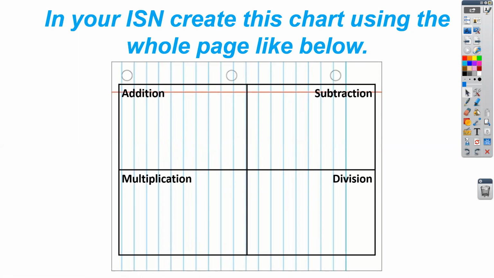Use the whole page and divide it into 4 boxes and label each one: addition, subtraction, multiplication, and division. If you need to, pause the video really quick to give all students a chance to make this in their notebook.